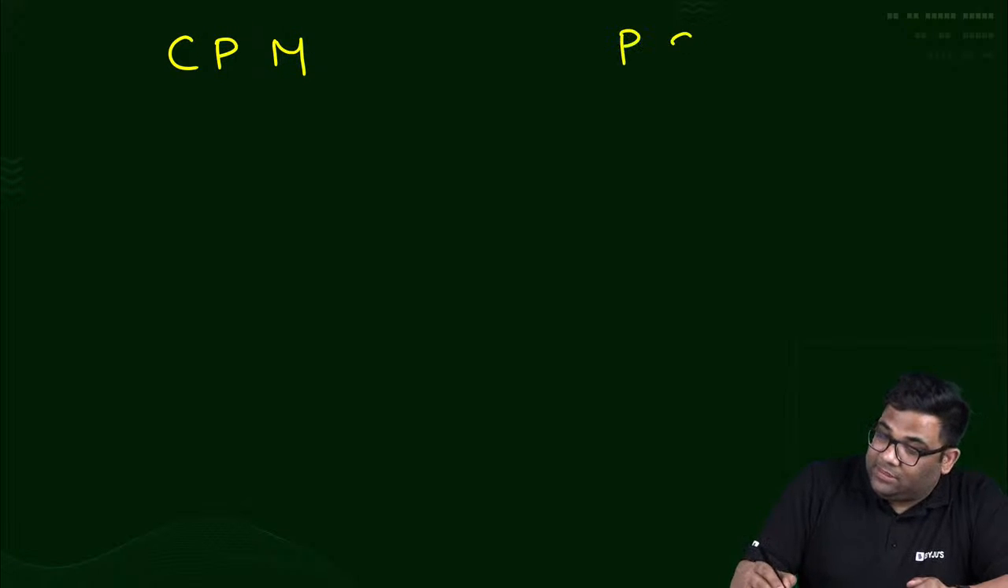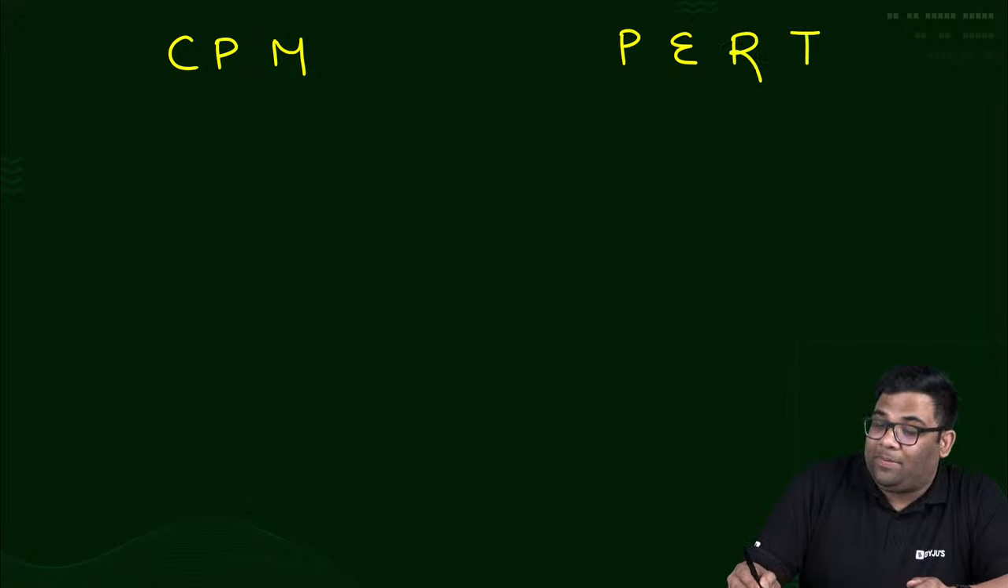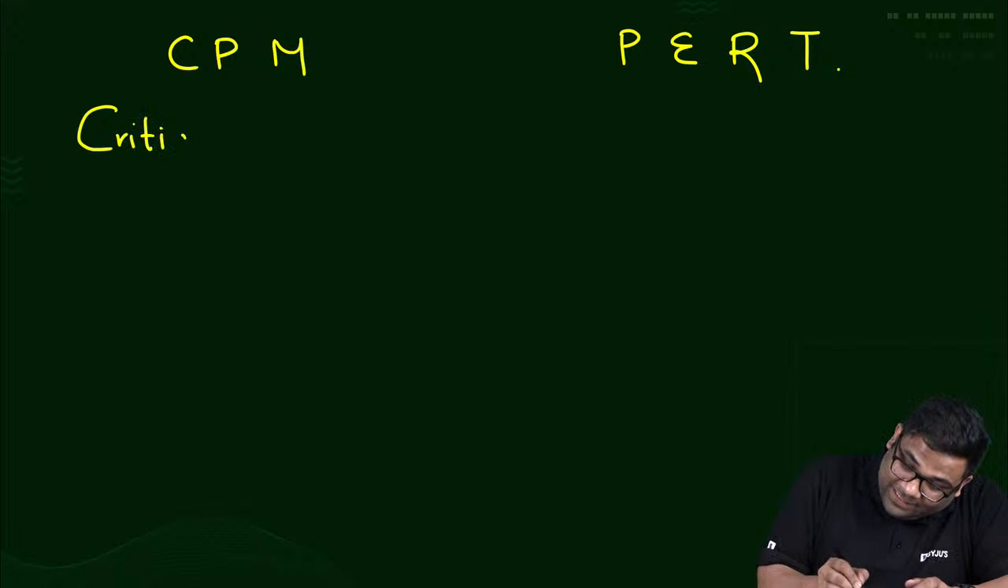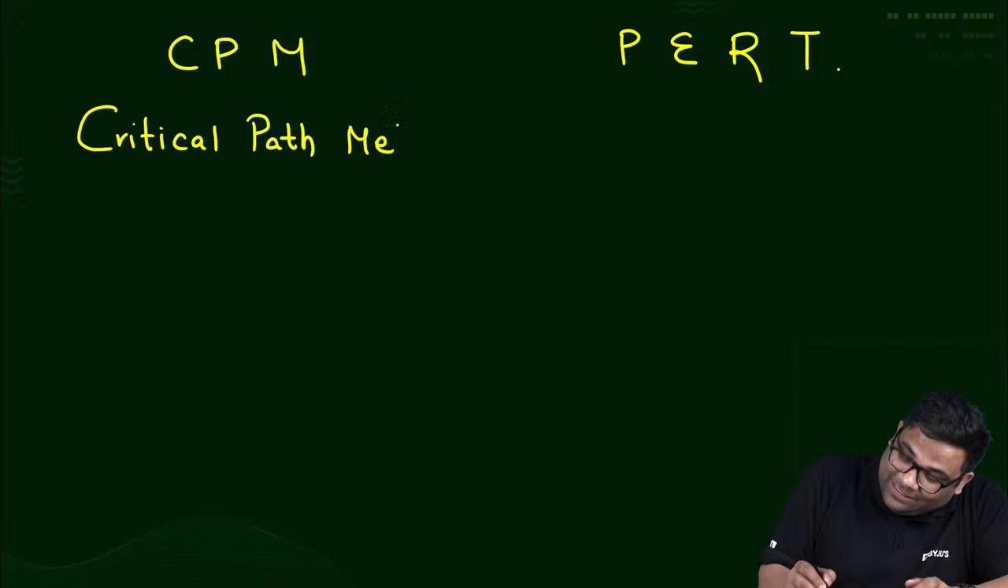See, this subject is construction planning management. In this we have two methods. CPM is critical path method, and the subject name is construction planning management, so both have the same short name.